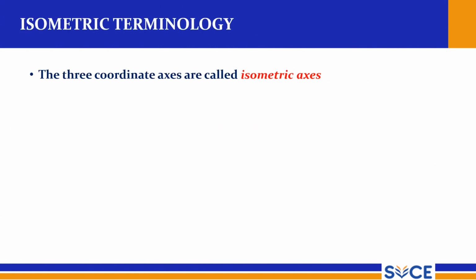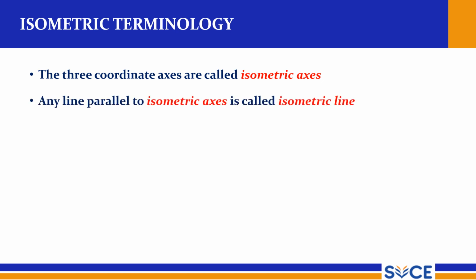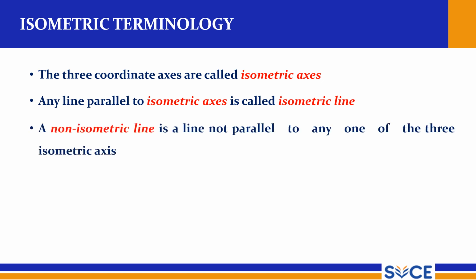Isometric terminology: the three coordinate axes are called isometric axes. Any line parallel to an isometric axis is called an isometric line. A non-isometric line is a line not parallel to any one of the three isometric axes. So we have seen isometric axes. A line which is not parallel to any one of those three axes is known as a non-isometric line.